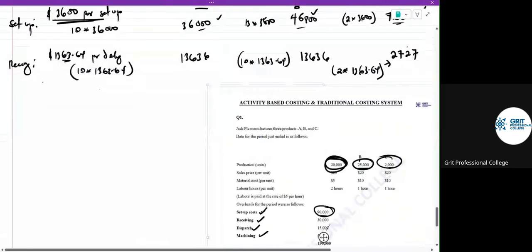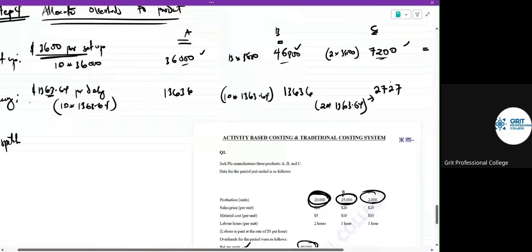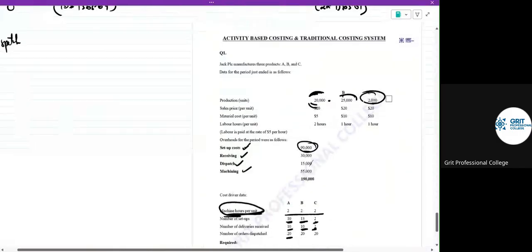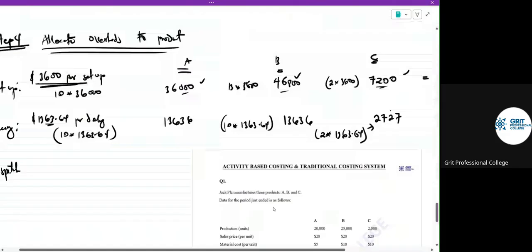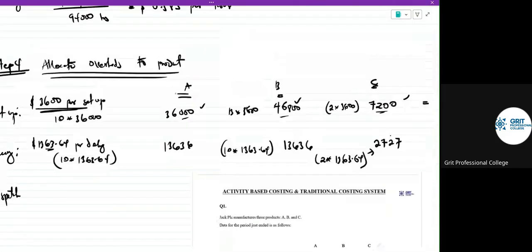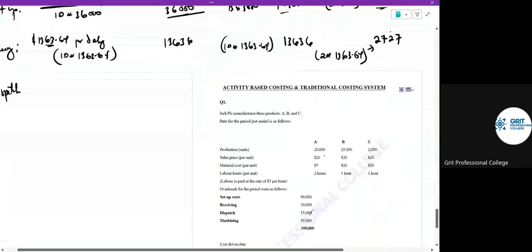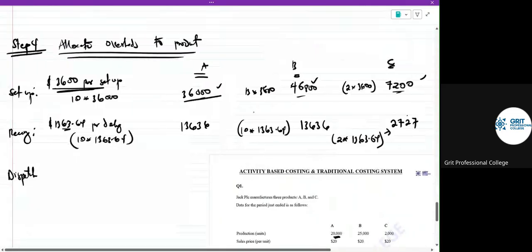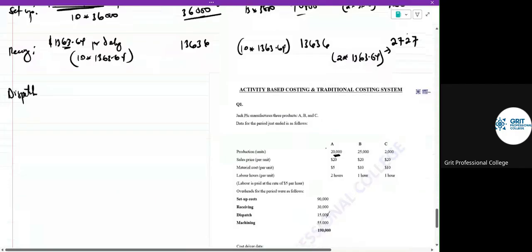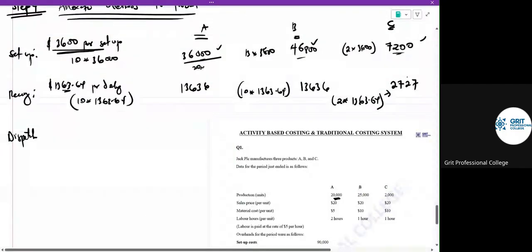Then we come to dispatch. And another thing you will see in your books, I would want you to ignore that approach if ABC is to come again. Some books, since we are looking for the unit cost, when they get the overhead total allocated to the product, will divide by the production units. So for A, we are producing 20,000. They'll say, for setup, the setup cost per unit will be 36,000 divided by 20,000, and they'll get some cost per unit.